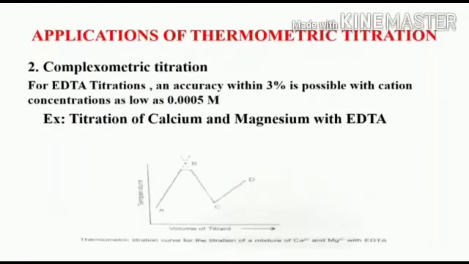Complexometric titration can be done by thermometric titrimetry. Consider the titration of calcium and magnesium with EDTA. By adopting the normal procedure, taking calcium salt and magnesium salt in the conical flask and EDTA in the burette, and using an indicator, we can find the endpoint. From the titer value, we can calculate only the total concentration of Ca2+ and Mg2+ ions.